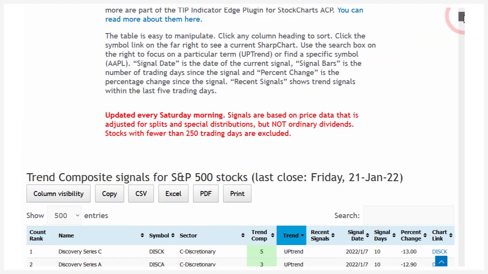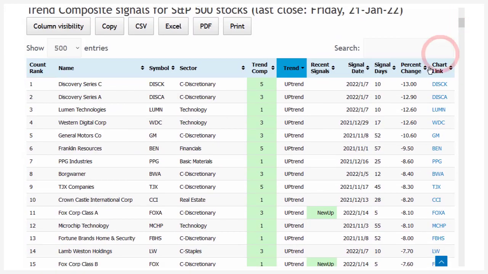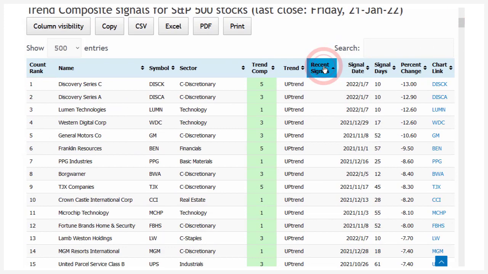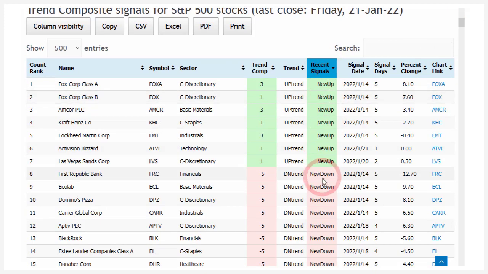And then going back to the top of the table, you can click on the recent signals to see the new uptrends and new downtrends. And then there are the number of days since the signal. And there is a link to a chart at stockcharts.com if you want to investigate that further. Do your own due diligence. But check out this page every weekend for the latest trend signals. And there we go. We have Fox Corp, Class A, Class B. That's why the S&P 500 has more than 500 stocks.